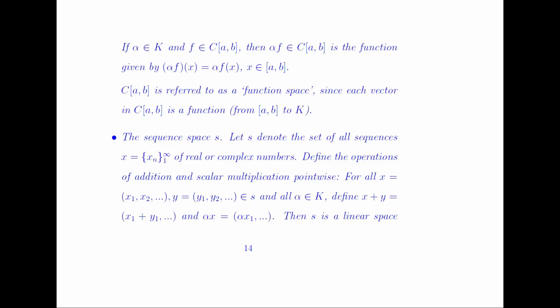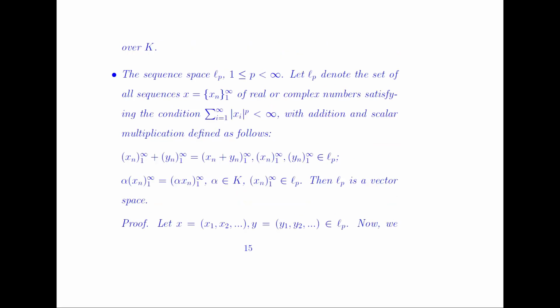The sequence space, now let the sequence space denote the set of all sequences of real or complex numbers. Define the operations of addition and scalar multiplication pointwise. For all x equal to x1, x2, and so on, and y equal to y1, y2, and so on, belonging to the sequence space, and all alpha belonging to the field, define x plus y as x1 plus y1, x2 plus y2, and so on, and alpha x as alpha x1, alpha x2, and so on. Then the sequence space is a linear space over the field.